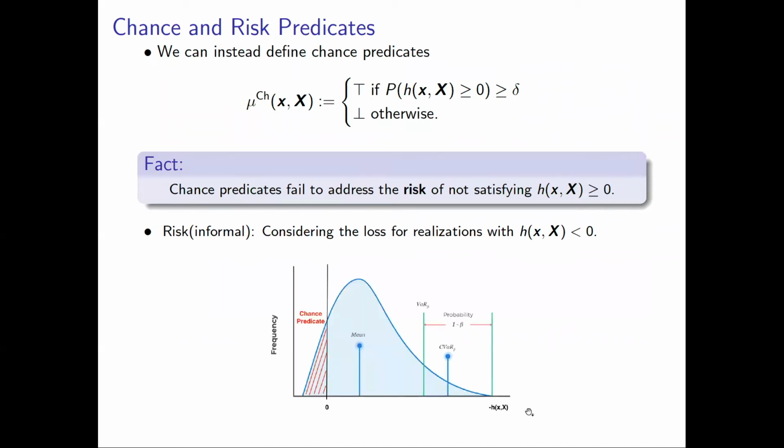So in this figure, we have the random variable minus h on the x-axis and the probability density function on the y-axis. Chance predicates here in particular address this region where h is greater than 0, whereas risk measures such as the mean, the conditional value at risk, and the value at risk over here consider the tail of the bad events of the realizations where h is smaller than 0.